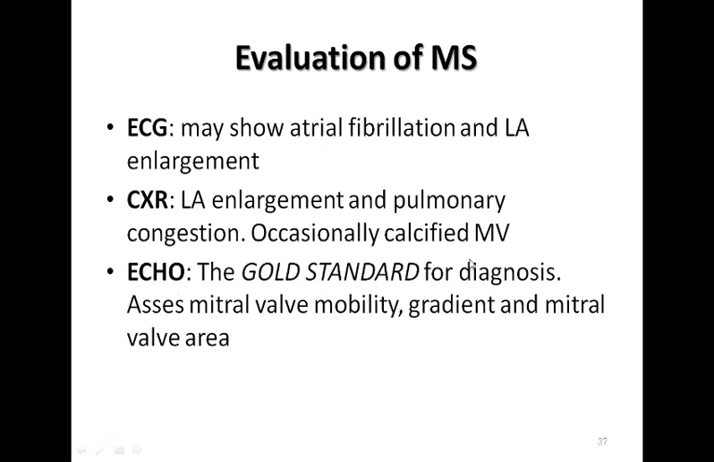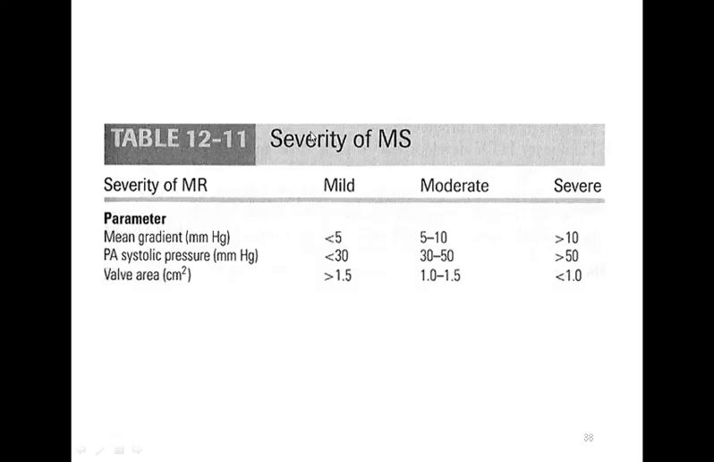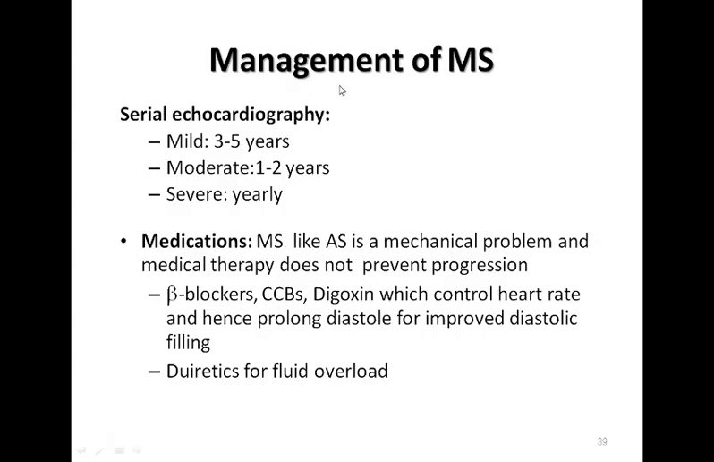Echocardiogram is the gold standard for diagnosis, and it will assess the mitral valve mobility, gradient, and mitral valve area. So these are how you grade the mitral stenosis according to severity. As I said earlier, just have some idea, but no need to remember. How to manage the patient with mitral stenosis? Serial echocardiography is important. Mild patient, 3 to 5 years time you repeat the echo. Moderate disease patient, 1 to 2 years. And severe disease patient, annually you have to do repeat echocardiogram.